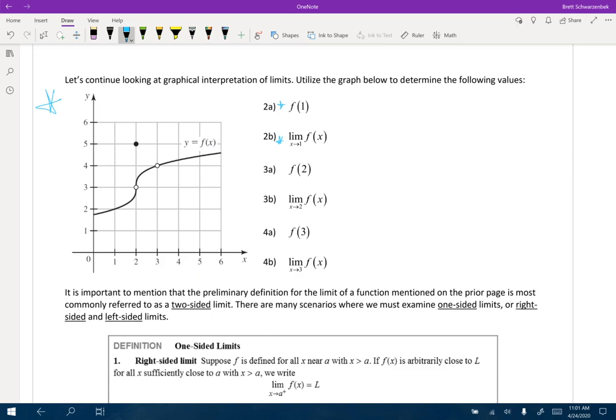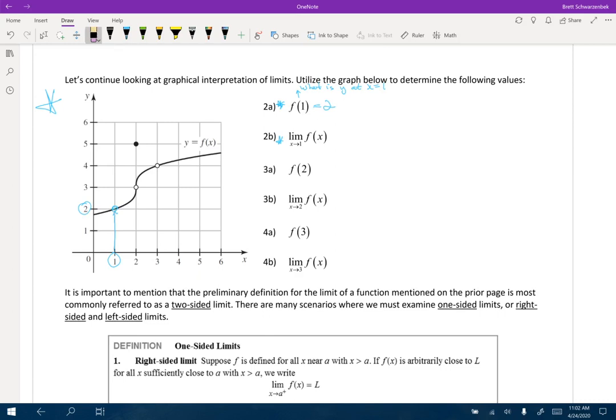First things first, I want to do a function evaluation, something that you would have done in algebra. I want to find f of 1. So what is f of 1? Well, f of 1 is basically saying, what is the exact value of y at x equals 1? So again, what is y, or in other words, f of x at x equals 1. So we go to x equals 1, and we go up and find the value of y. Well, what is it? It is 2. Well, that was easy. Our answer is 2.